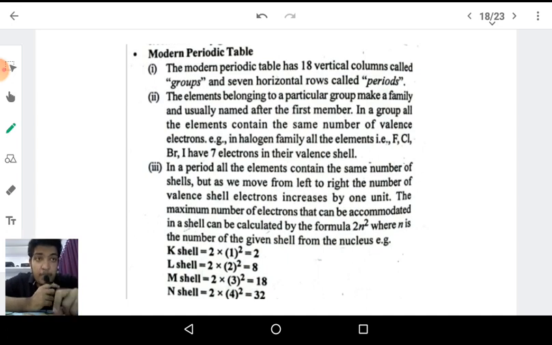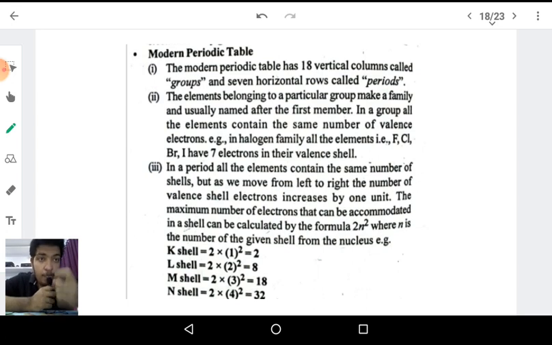Next, in a period, the elements contain the same number of shells, but as we move from left to right, the number of valence shell electrons increases by 1 unit. When we move from group 1 to group 2, the number of electrons in the valence shell increases by 1. Similarly, from 2 to 3, again a 1.